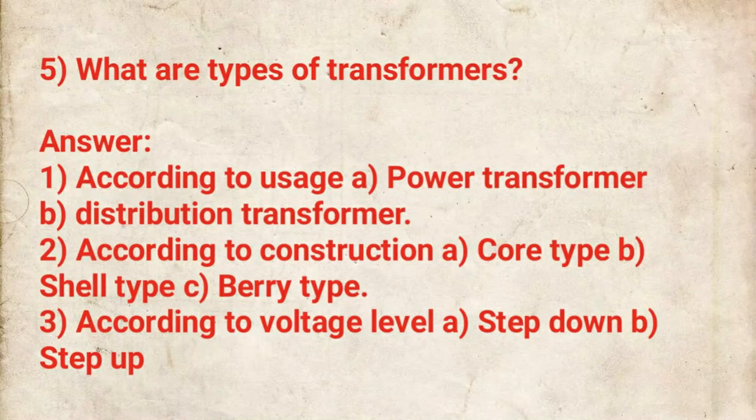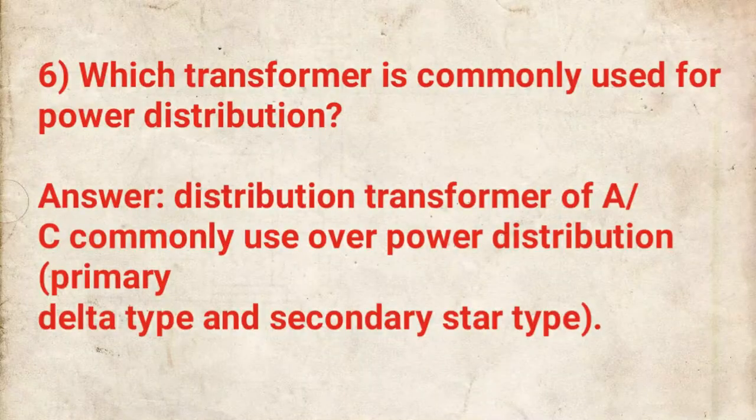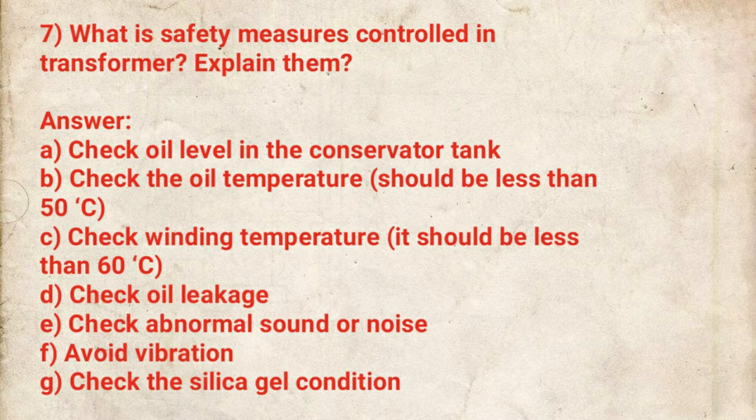What are the types of transformer? According to usage: power transformer, distribution transformer. According to construction: core type, shell type, berry type. According to voltage level: step up and step down transformer. Which transformer is commonly used for power distribution? The power distribution transformer is mainly primary delta type and secondary star type.